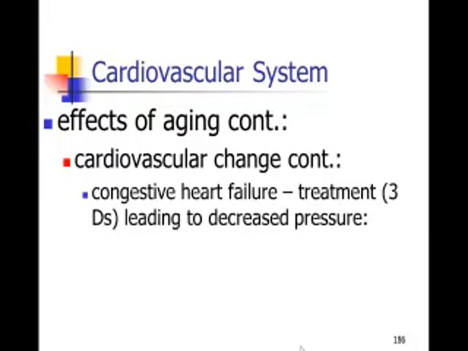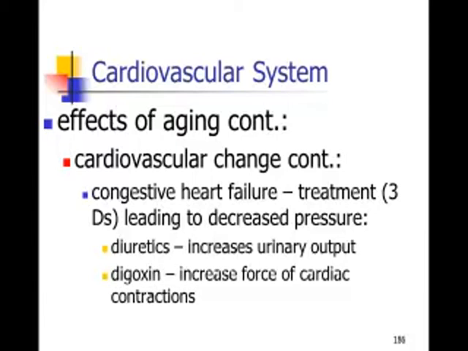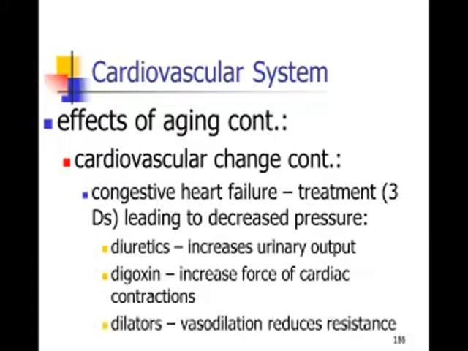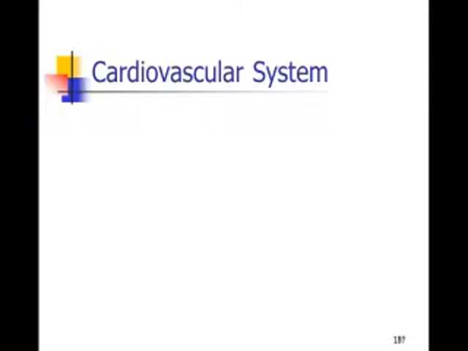So how do we treat this? There are the 3 Ds of treating congestive heart failure. Diuretics. Diuretics are going to increase cardiac output and reduce blood volume. Digoxin, which is going to increase the cardiac contraction force, therefore ejecting more blood. And dilators. If you get vasodilators, you can cause the arterioles to dilate, which reduces the peripheral resistance, which reduces the blood pressure.